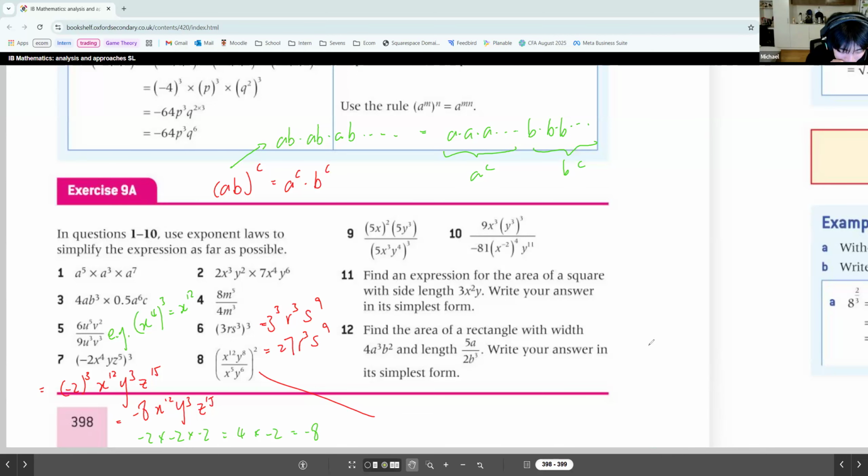Wait, Michael, do we need to do 11 and 12? No, just do 8 and 9 and 10. Yeah. Wait, I thought I already sent you the answers for those. Oh, yes. Let me check 10.